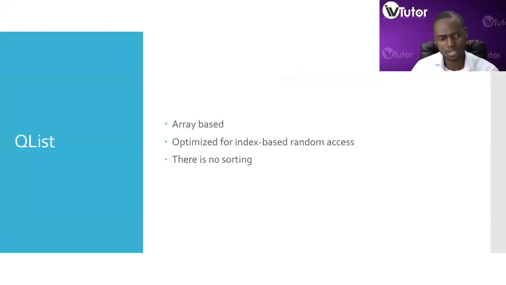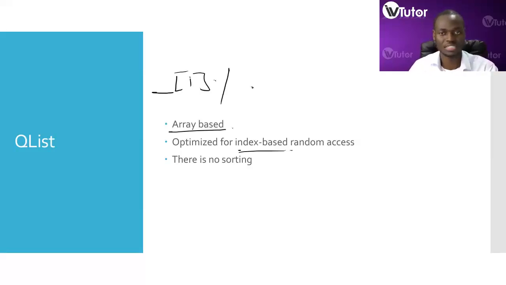So whenever you talk about a QList, we are saying that a QList is array-based and it is optimized for index-based random access. So in other words, when we say it's optimized for index-based lookups, we are saying that is very ideal if you want to be able to find your data inside your container using an index. So you're going to be using an index to locate something that is in your list, or with a QList, you can also use the .at function and you specify the index. So it is optimized for index-based lookups.